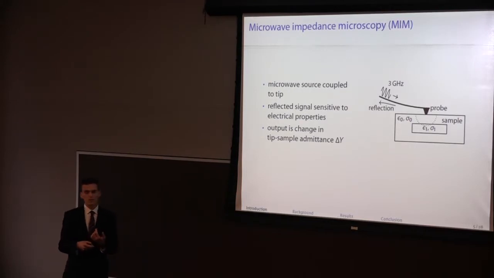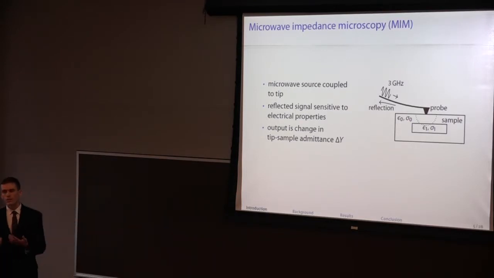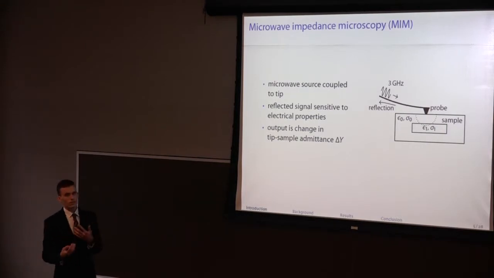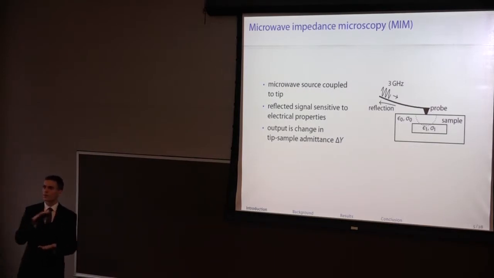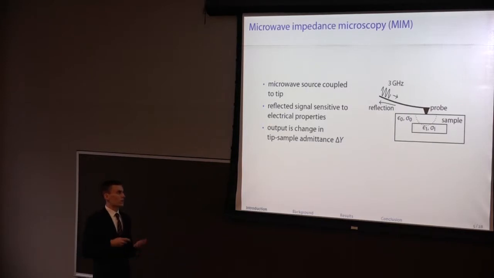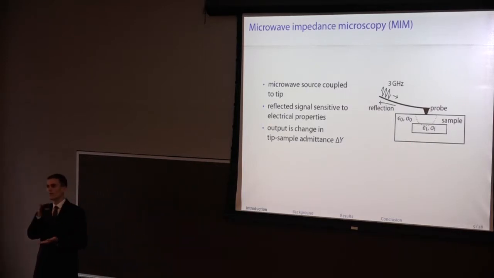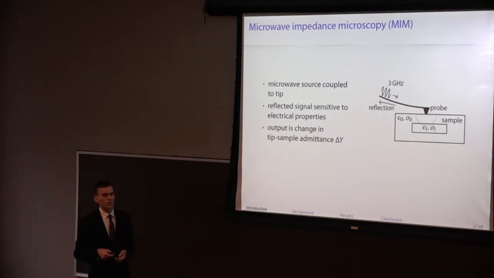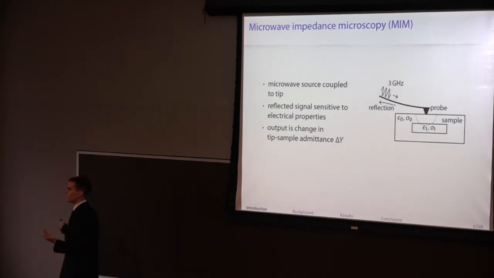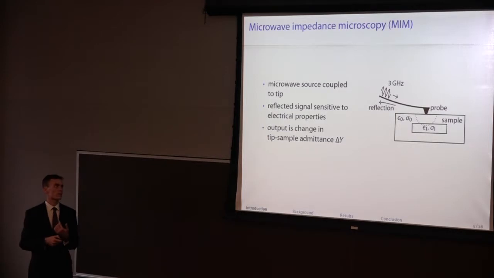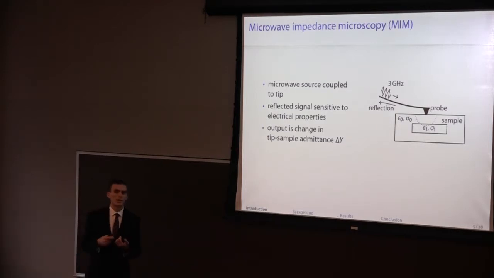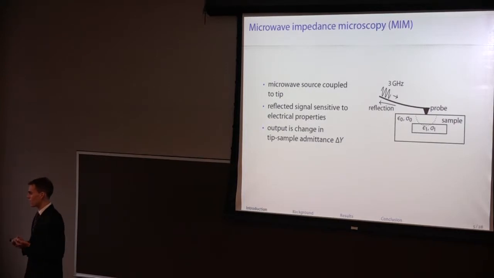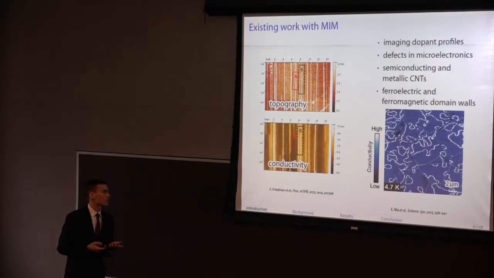So what that means is that we could image samples, we could image their electrical inhomogeneity as it varies within the depth of the sample rather than just on the surface. So we could detect features that might not necessarily have any visibility just from a topographical scan on the surface. The reflected part of the wave is reported to me in terms of a change in a tip sample admittance, so the admittance between the tip and the sample. It is just a change, so that means at the moment this is a contrast-only technique. But that doesn't necessarily limit its usefulness.